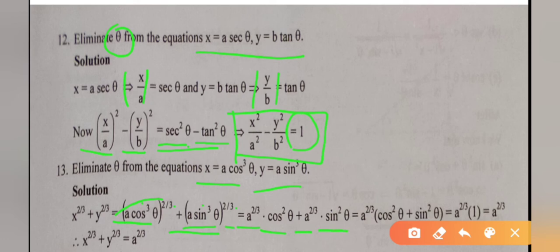Now a to the power 2 by 3 is common here also in this term, therefore a to the power of 2 by 3 take outside, inside we get cos square theta plus sin square theta. Therefore, a to the power of 2 by 3 as it is, and cos square theta plus sin square theta value is 1. Therefore, x to the power of 2 by 3 plus y to the power of 2 by 3 equals a to the power of 2 by 3.